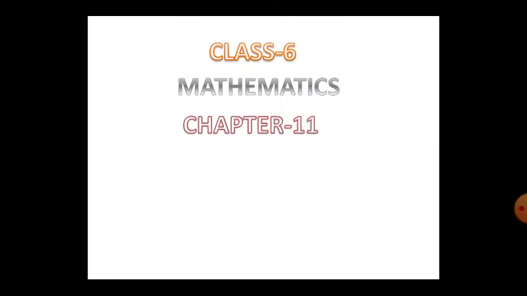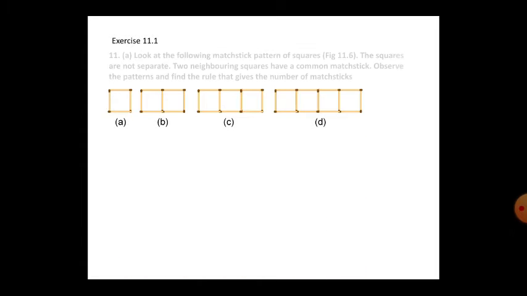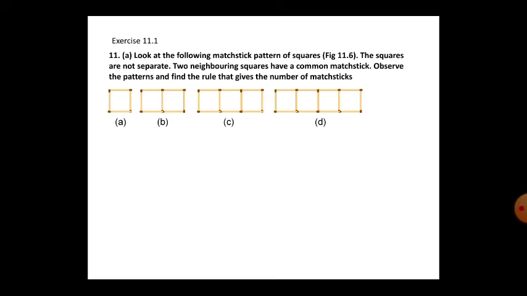In your previous class, you already learned what we mean by algebra. So today we shall continue that chapter, chapter 11, Algebra, exercise 11.1. Look at the following matchstick pattern of squares. The squares are not separate. Two neighboring squares have a common matchstick. Observe the pattern and find the rule that gives the number of matchsticks.